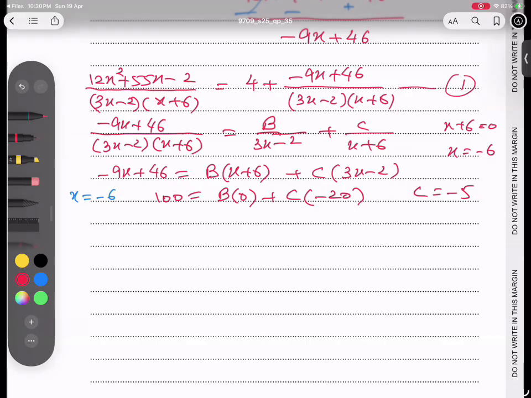Okay, now students, I will go for the next. First, I plugged in this equal to 0. Now I'm going to plug in this equal to 0. So have a look. I'm writing here below 3x minus 2 is equal to 0. 2 goes there, and x is 2 by 3. So I'm putting every x as 2 by 3. So when I plug in negative 9 into 2 over 3 and plus 46, we are getting 40. So here 40.